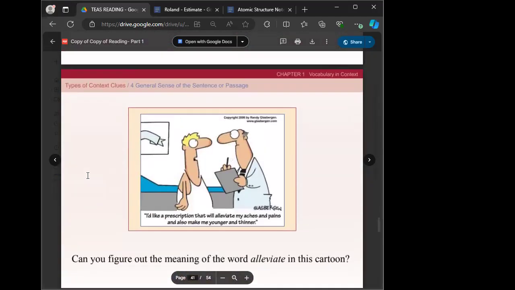Okay, here is another good example. It says, I'd like a prescription that will alleviate my aches and pains and also make me younger and thinner. Okay, so in this case, there is no example, there's no synonym, and there's no antonym. So in this case, we just have to use general sense of the passage.